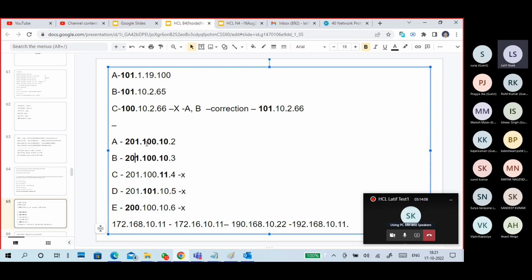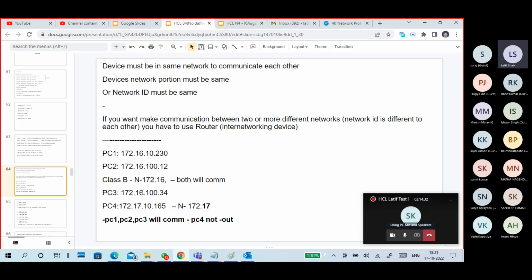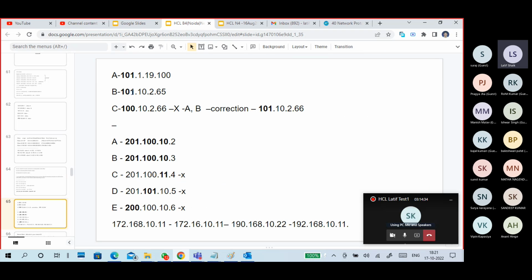Class C IP addresses: the first, second, and third portions are the same, so 2 and 3 will communicate with each other. But in this one, in the third portion there are small changes, or maybe in this one the second portion, or in the first portion. So for class C, the first three portions must be the same. For class B, the first two portions must be the same, and for class A, the first portion must be the same too, in order to communicate in the network.